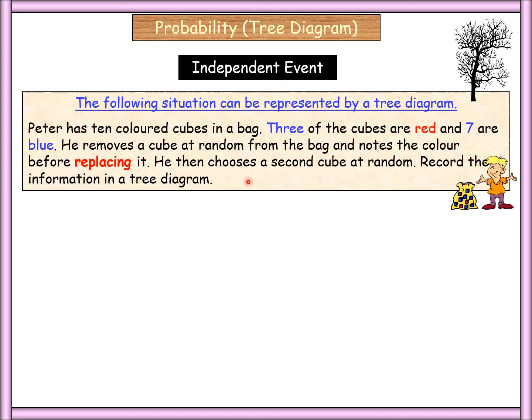He then chooses a second cube at random. Record the information in a tree diagram. So in here, let us start with the first choice, okay? So we shall start with 3 over 10 because it says here 3 of the cubes are red. And then 7 over 10 because 7 are blue. Why 10? Because we add 3 plus 7, which is equal to 10.